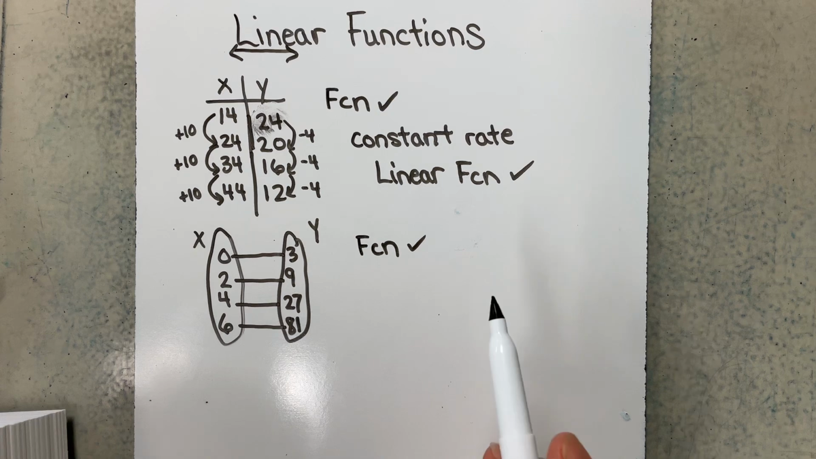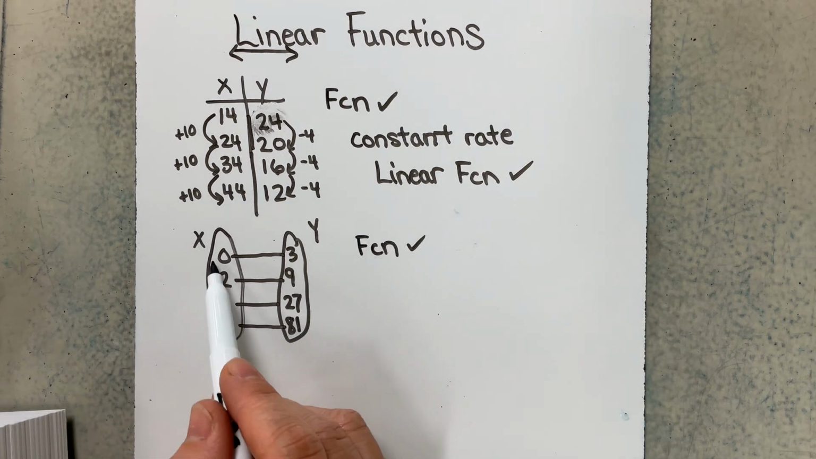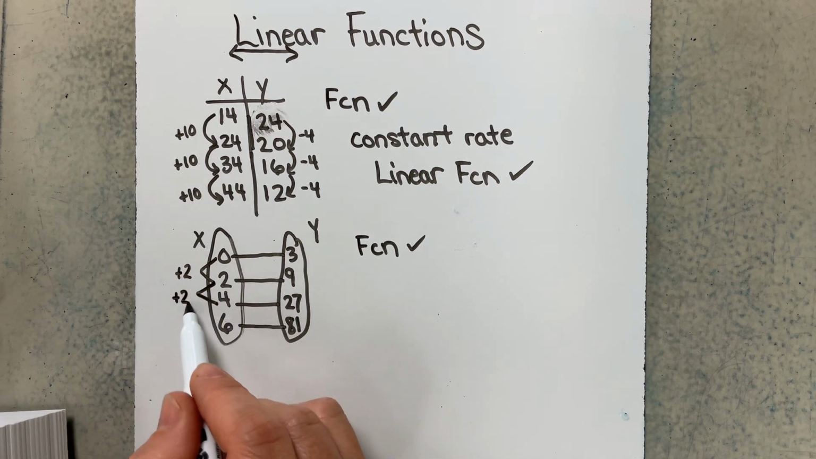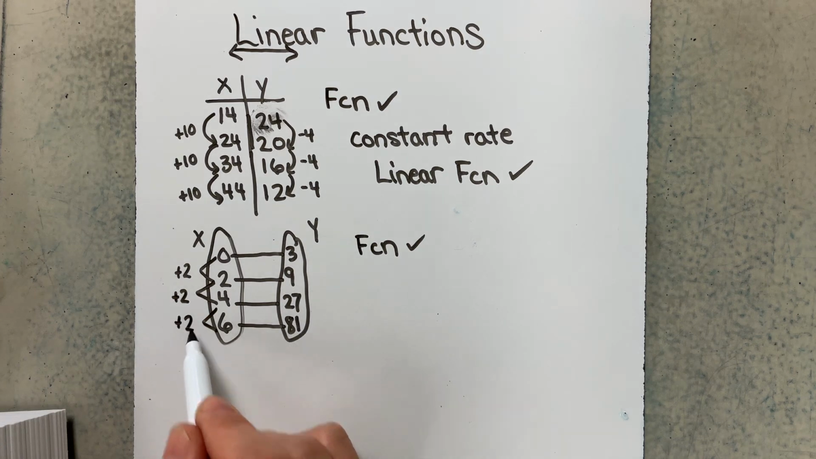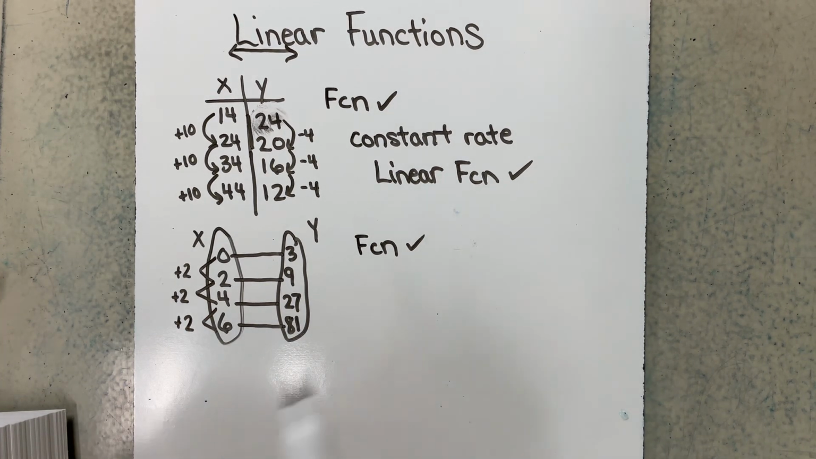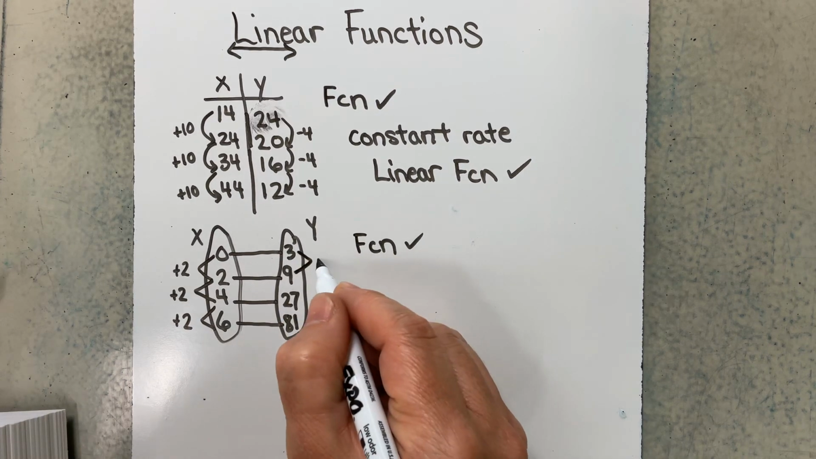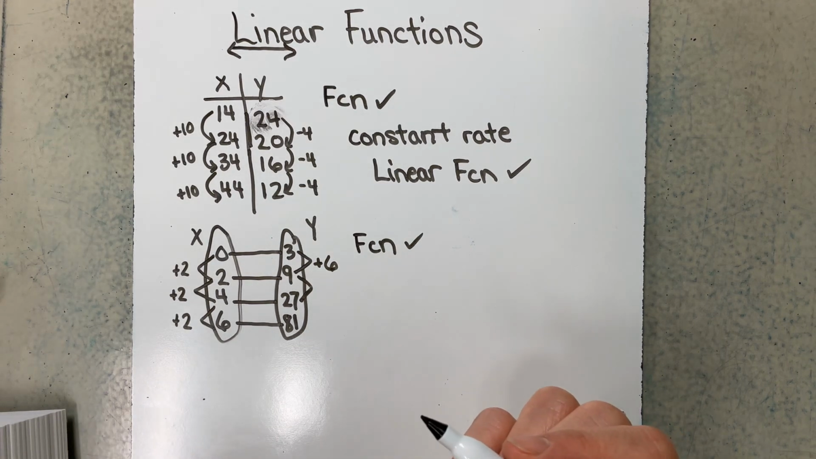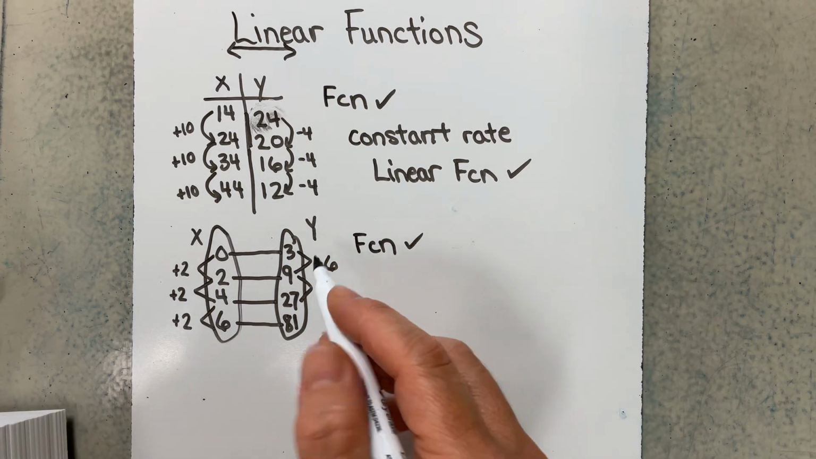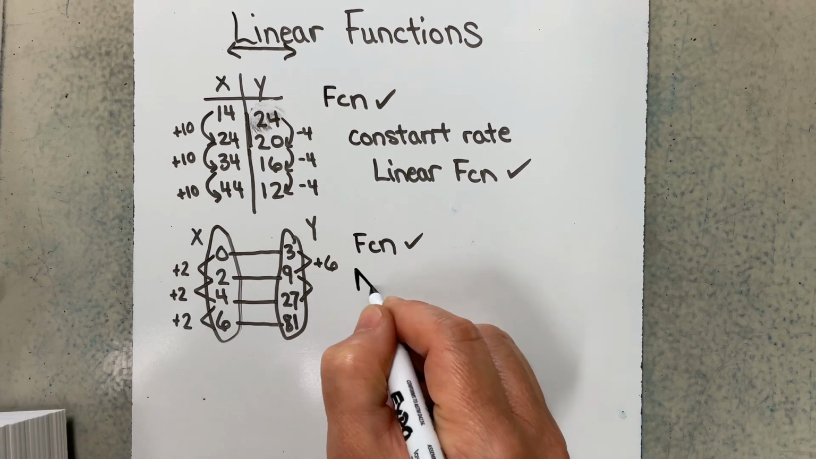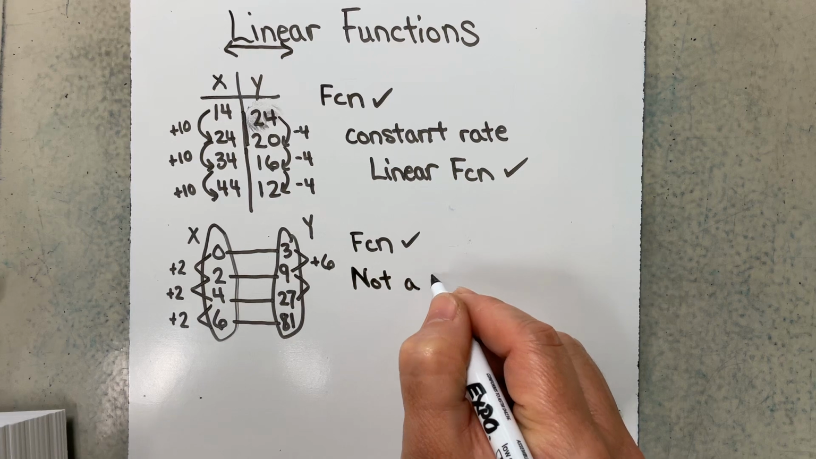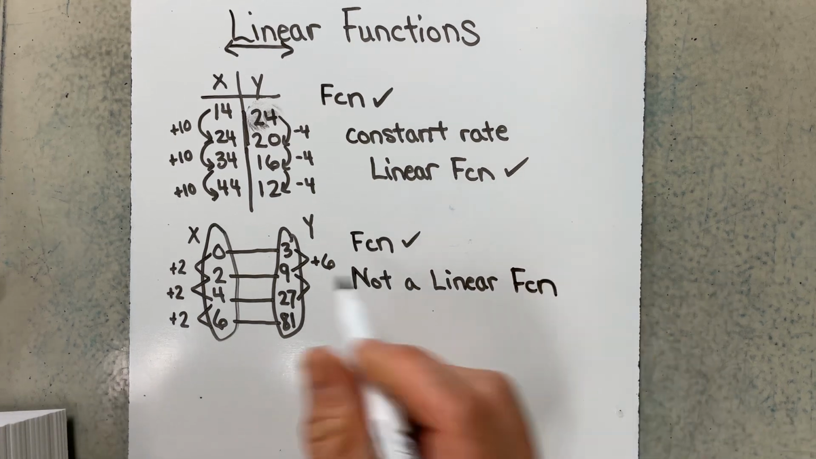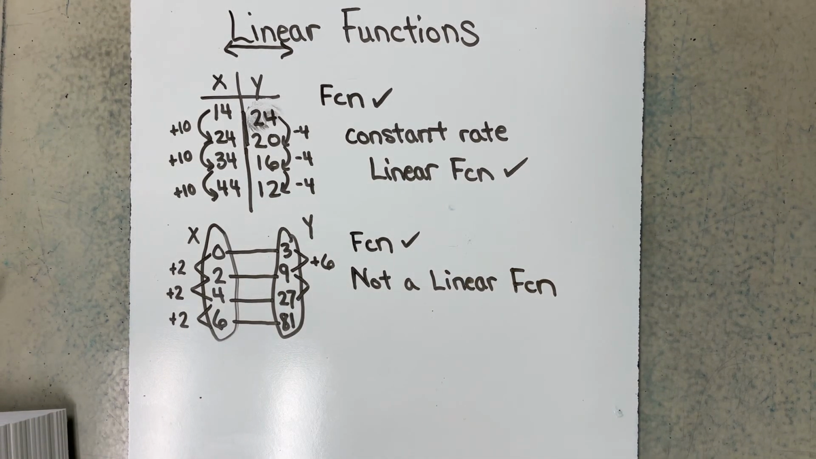Okay, now let's see if it is constant. So from 0 to 2, we went up 2. 2 to 4, we went up 2. 4 to 6, we went up 2. That's constant, that's good. Let's look over here. 3 to 9, well, we went up 6. 9 to 27, we did not go up 6 at all here. And so right here, this means it is not a linear function, because it does not have a constant rate of change there.